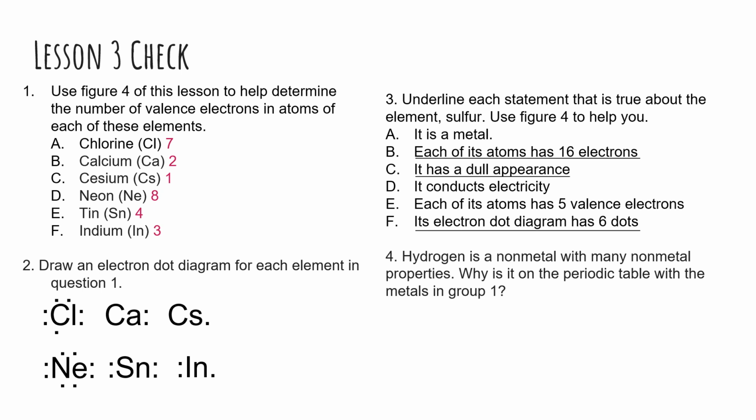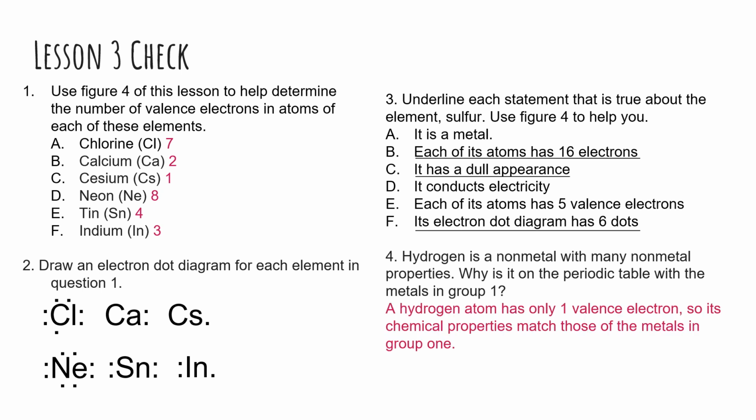4. Hydrogen is a nonmetal with many nonmetal properties. Why is it on the periodic table with the metals in group 1? A hydrogen atom has only one valence electron, so its chemical properties match those of the metals in group 1. And that finishes our lesson.